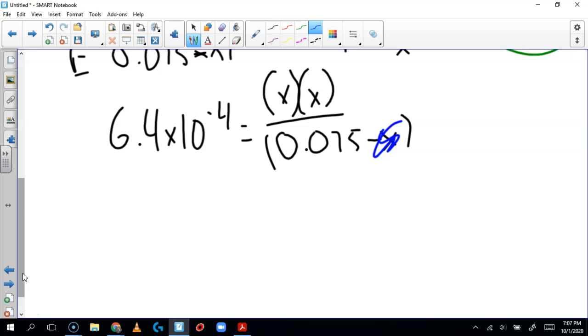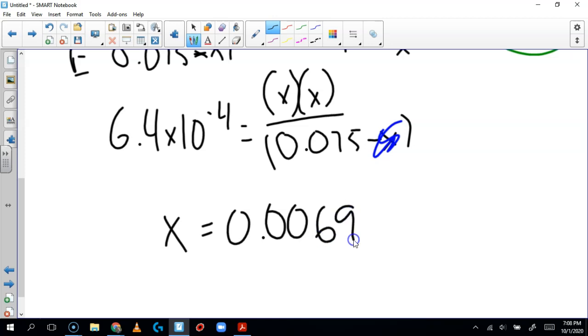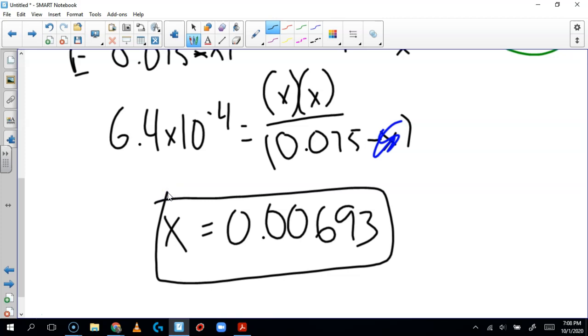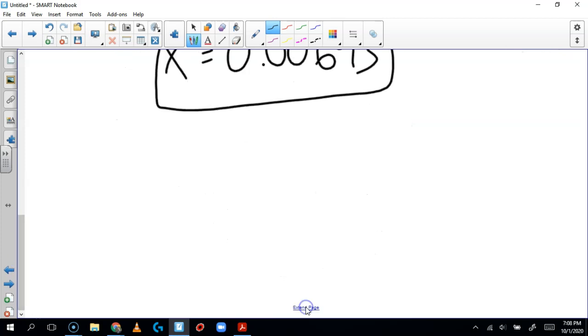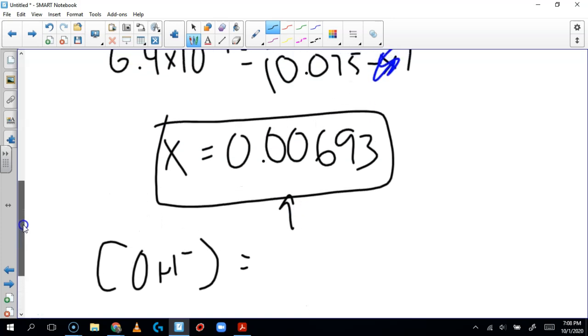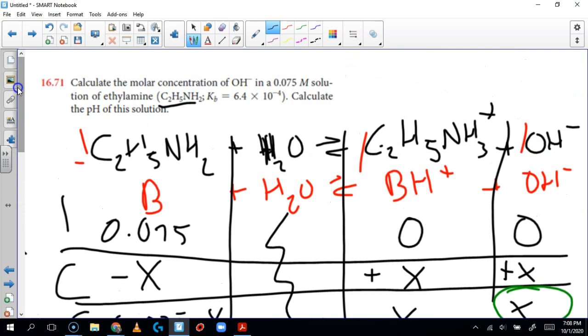So we multiply by 0.075 and take the square root. And when we do that, we get x equals 0.00693. Now that is not the answer. That is the concentration of the hydroxide ion. So the concentration of the hydroxide ion equals this. Let me double check, because I would suggest you double check anytime you have a problem, to see what it's asking for.